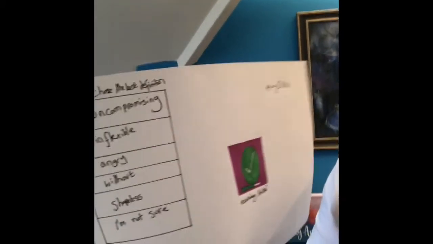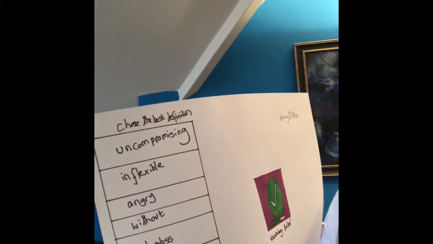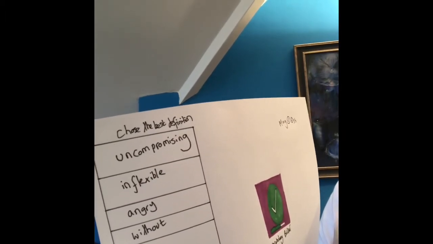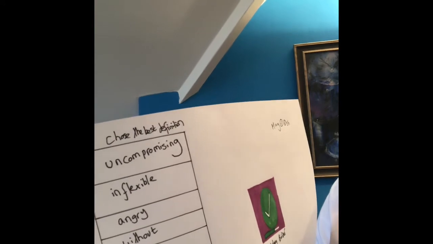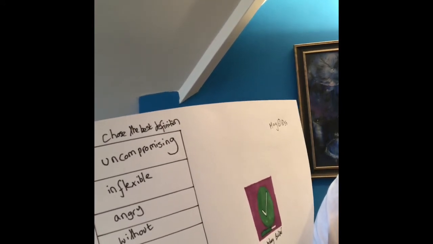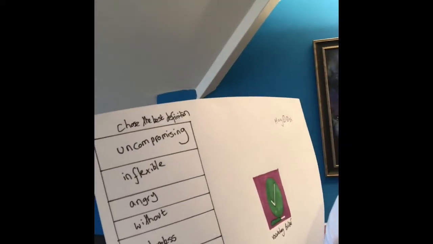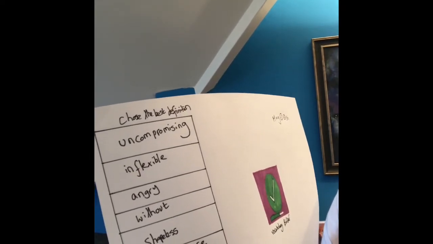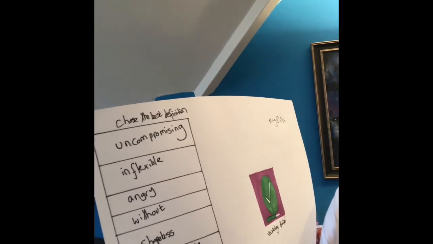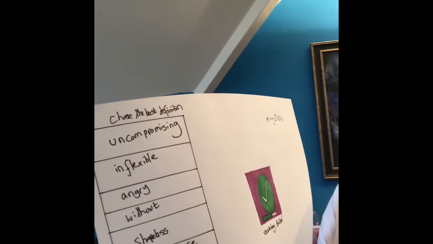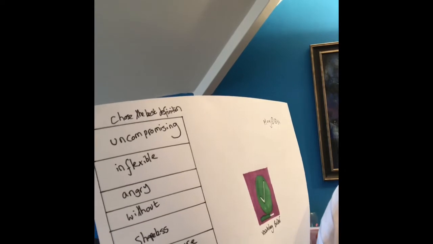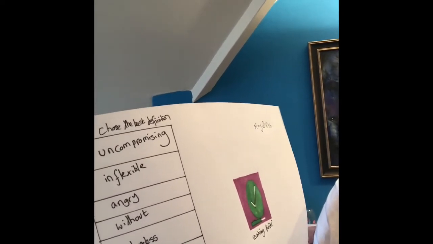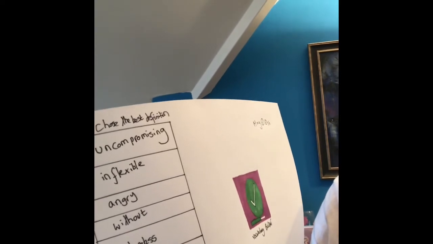I need to come this way because I can't read it backwards. So it looks a little bit like this. At the top it says, choose the best definition. And then it gives you a word, which is uncompromising. And then it gives you some options. So inflexible, angry, without, shapeless, or I'm not sure. And if you don't know what it means, you can have a guess. So you might get it wrong, but it doesn't matter. Or you might say, I'm not sure. Or you might know what it means, and you might get it right.